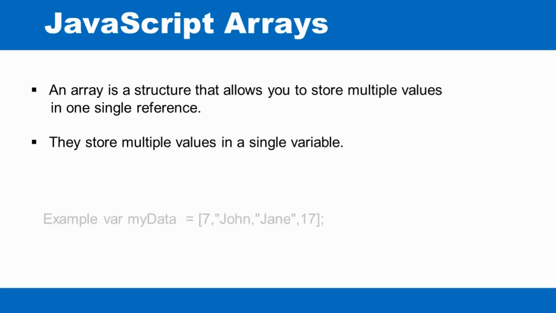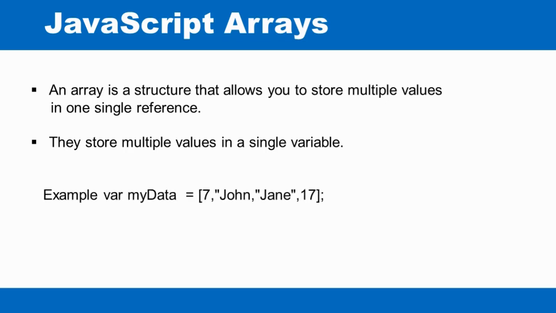An example of an array is this here. For example, you create an array called myData and you use the equals to assign the values. You can tell it's an array because the values of an array are enclosed in square brackets. Also, you can have different data types in an array. In this example here, I've got both number and string data types as values in an array.